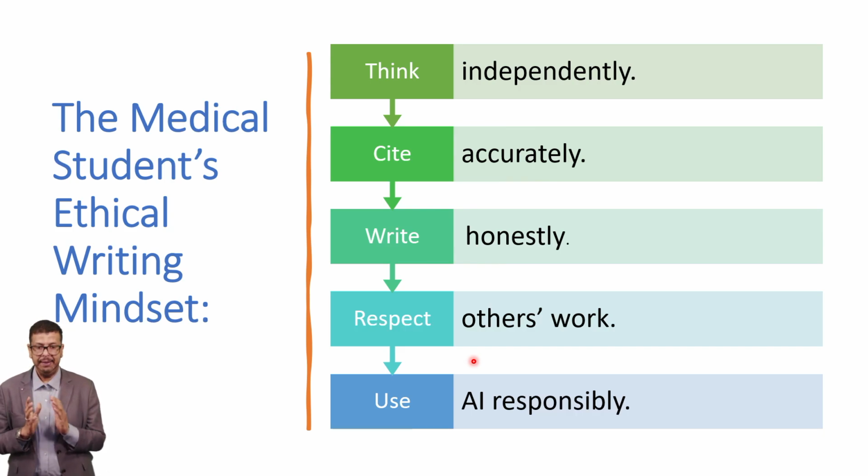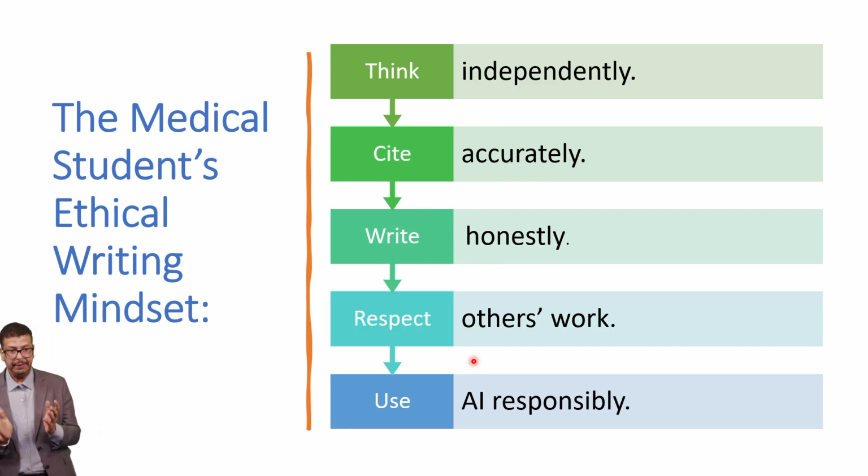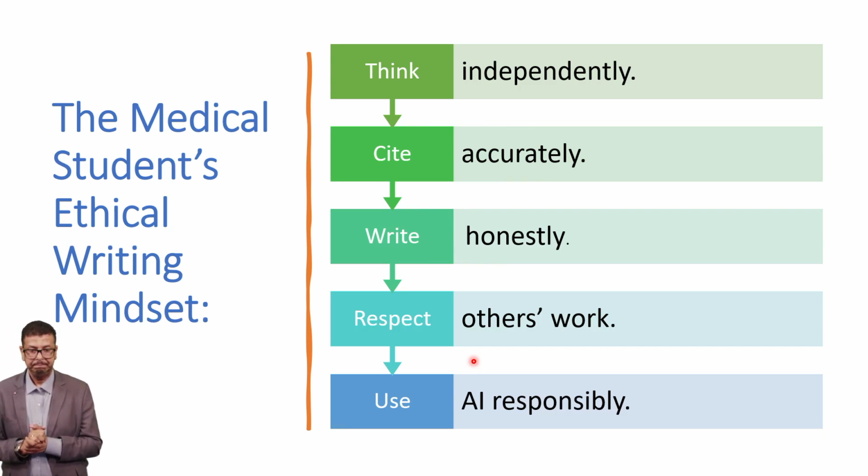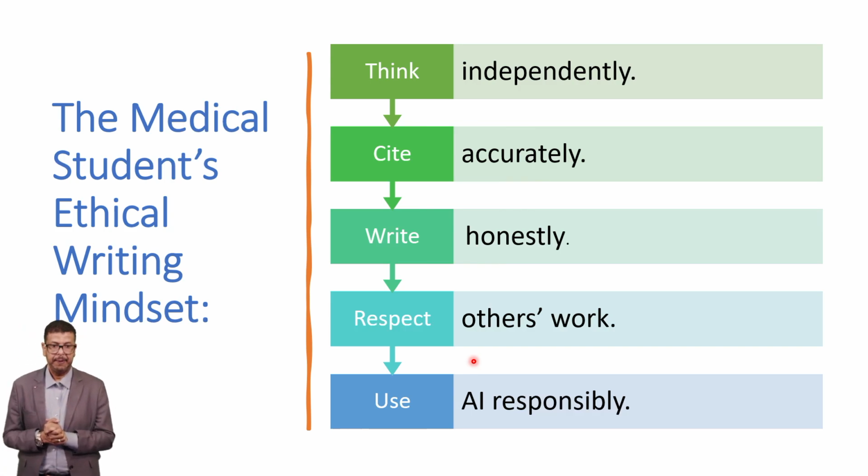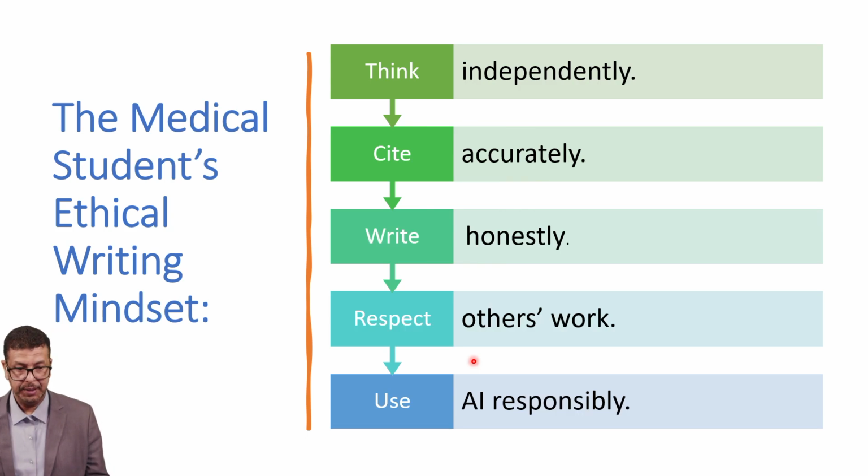And by ethical writing mindset we mean thinking independently without bias, citing accurately, writing honestly, respecting other people's work, and finally, using AI responsibly.